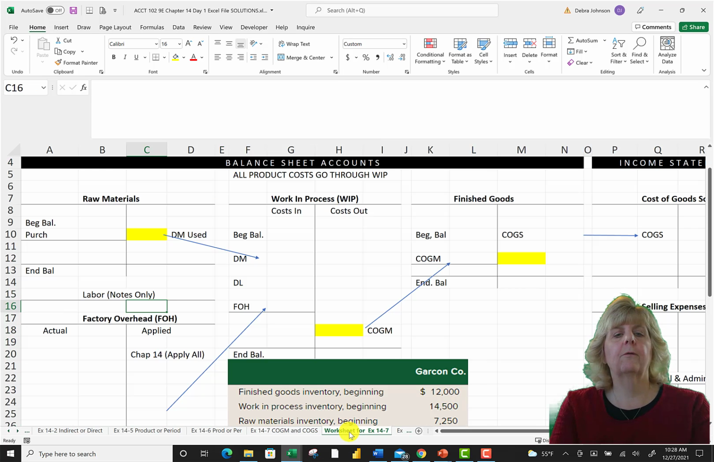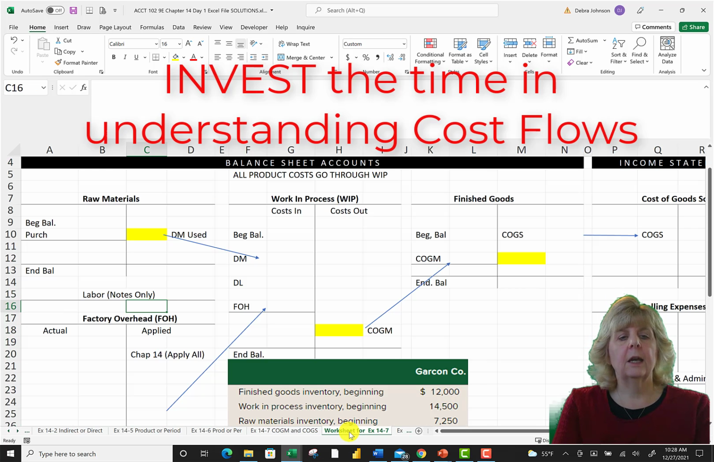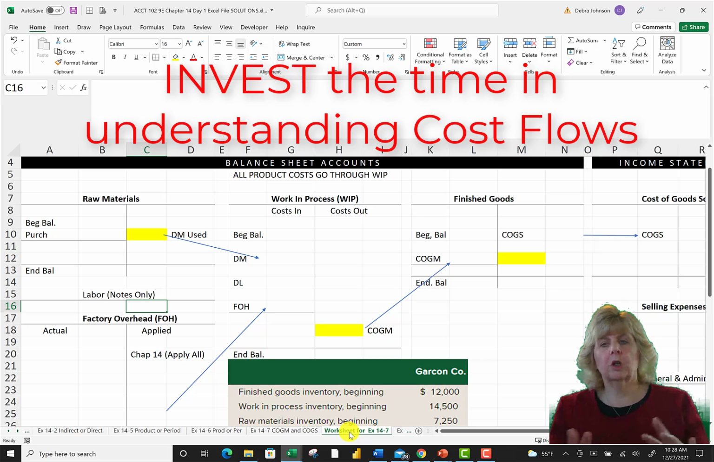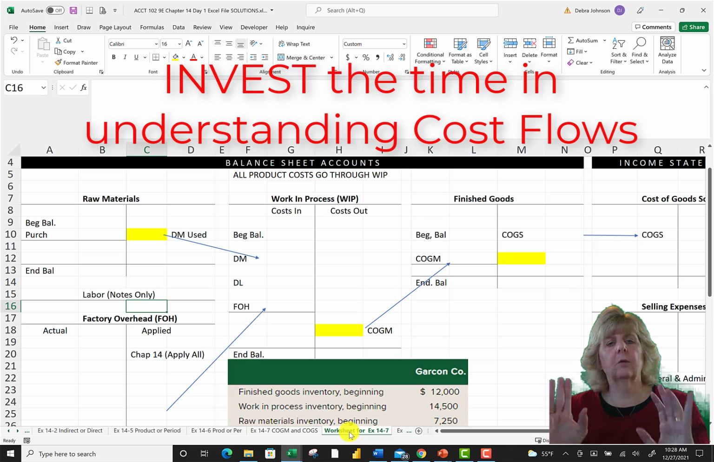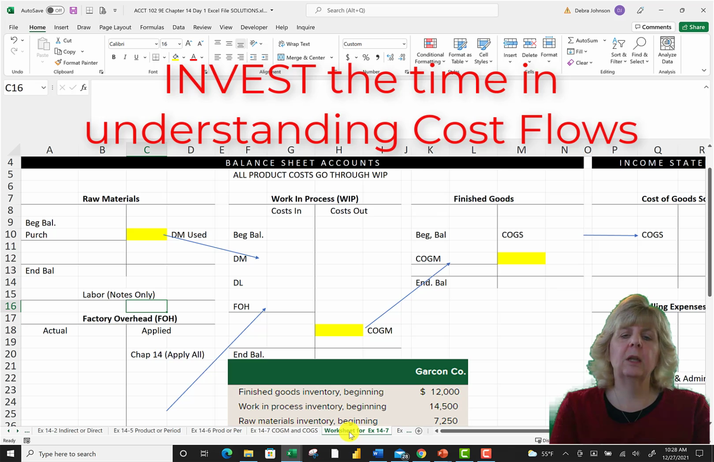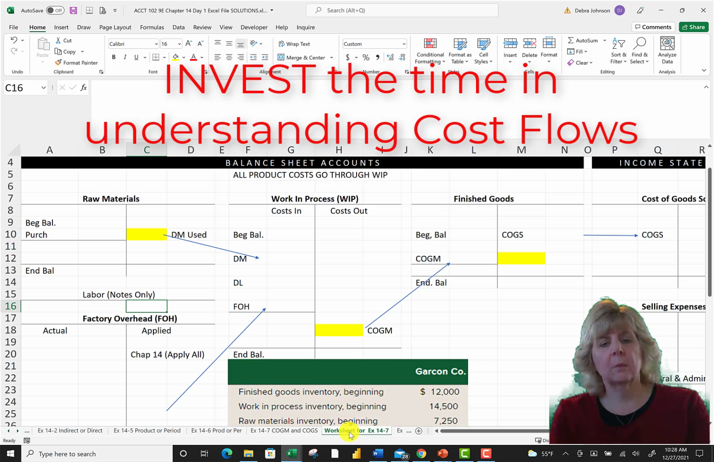In order to do that, I've given you this extra tab, this thing that I call a worksheet for 14-7. Now you may be looking at this worksheet going, whoa, that looks overwhelming. And it will be the first time that you do it. But after we practice and practice and practice, I believe if we invest the time now early in this first chapter, the upcoming next 2 chapters will be much easier. And so that's how I'm going to choose to teach this chapter.